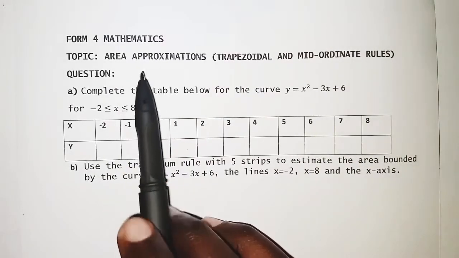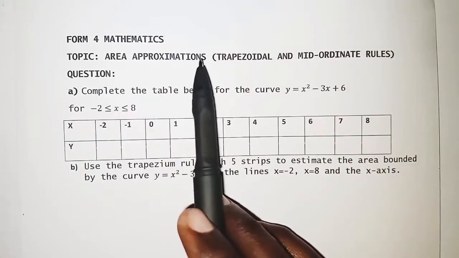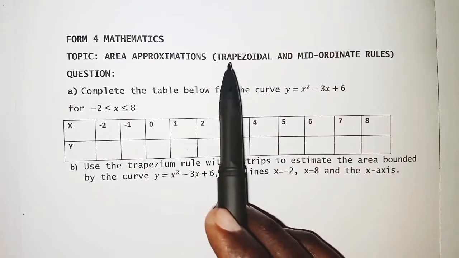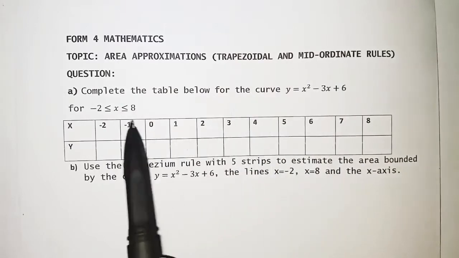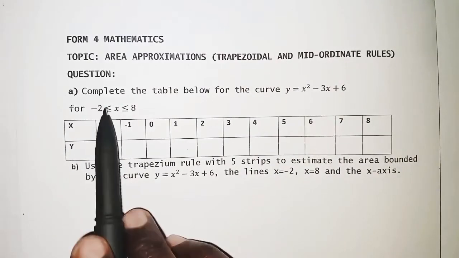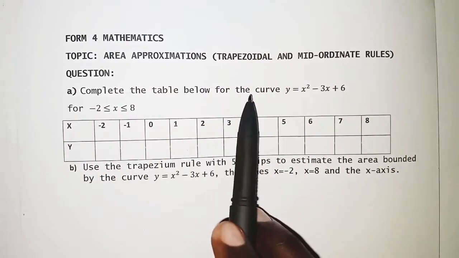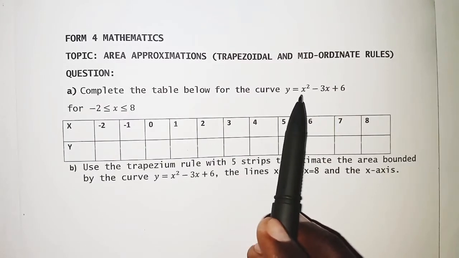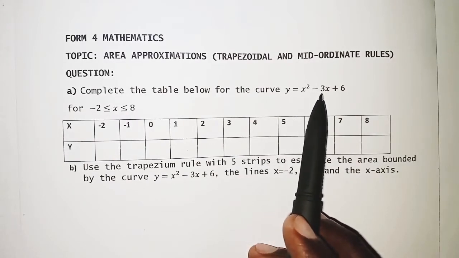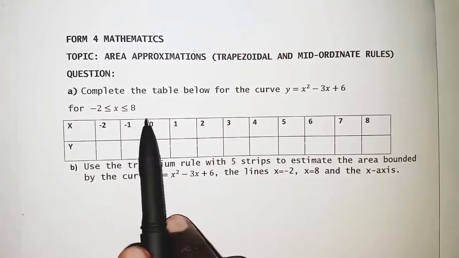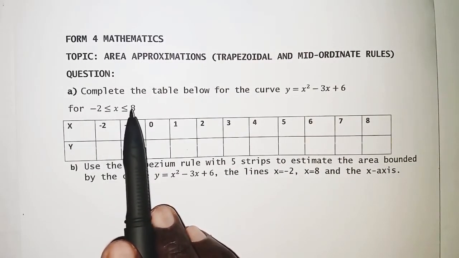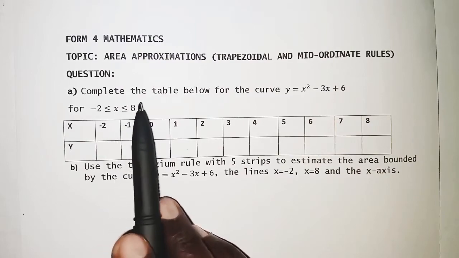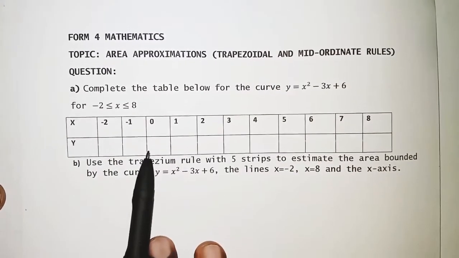This is Form 4 Mathematics and the topic today is area approximations, and you're going to look at the trapezoidal rule and the mid-ordinate rules. The question reads, complete the table below for the curve y is x squared minus 3x plus 6 for the range -2 to 8 for the values of x. So the table is as shown.